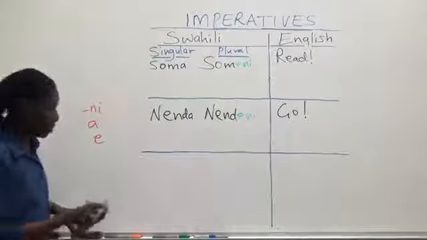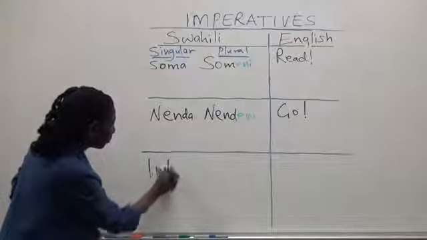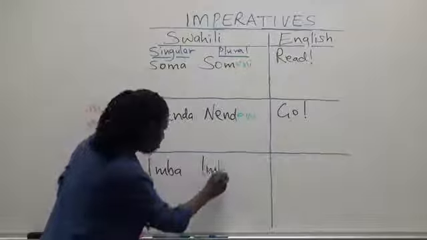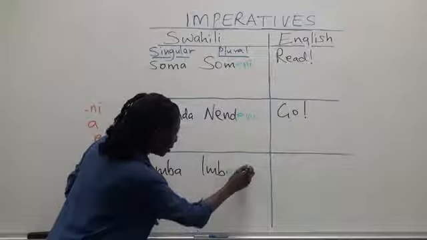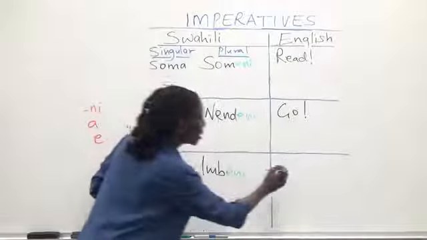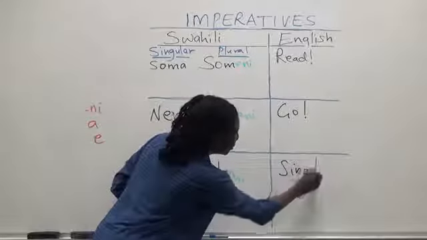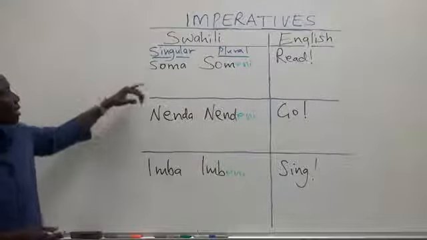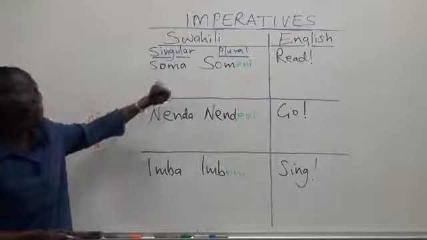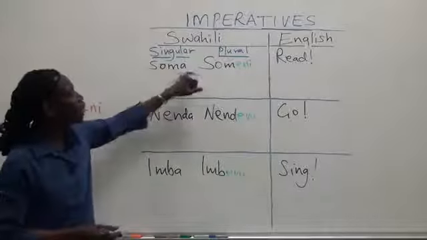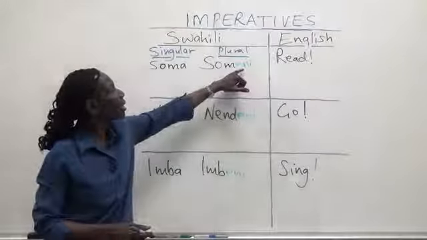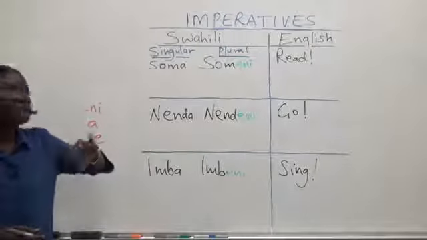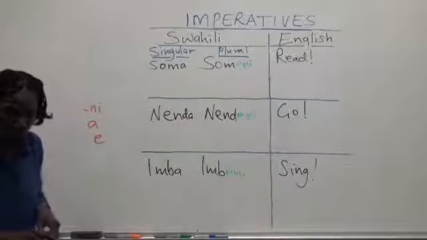All right, another example would be imba. Okay, the plural of imba would be imbeni, and of course the English translation is sing. Okay, so you can see the changes that we just mentioned earlier on, that from the singular soma, when you're pluralizing, the a changes to e, and of course it's next to the suffix ni, which shows that actually that command is pluralized. You're speaking to more than one person.